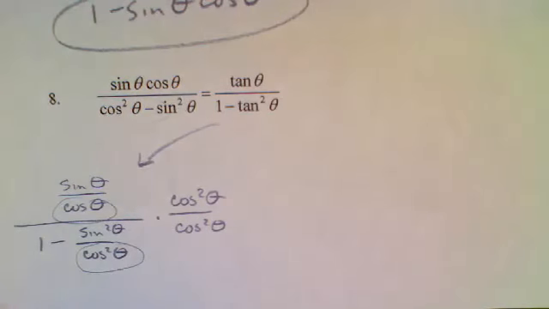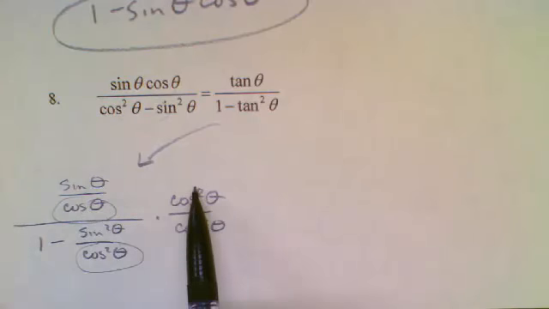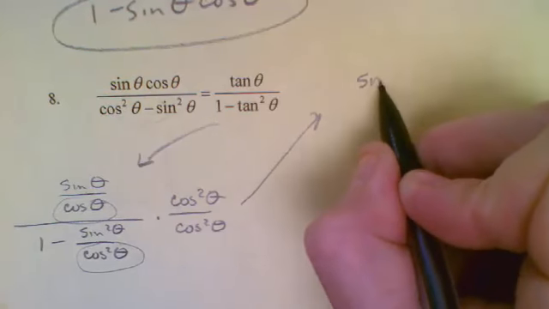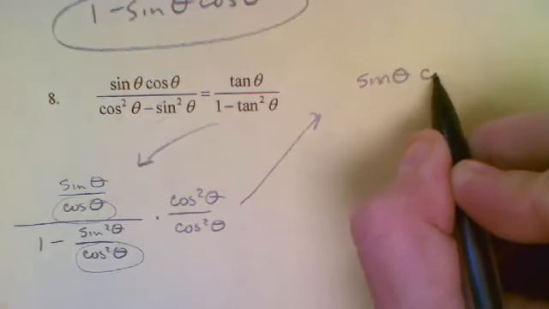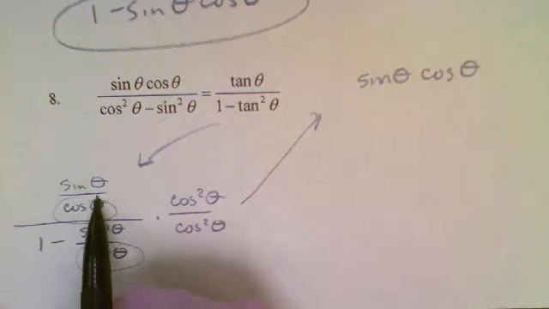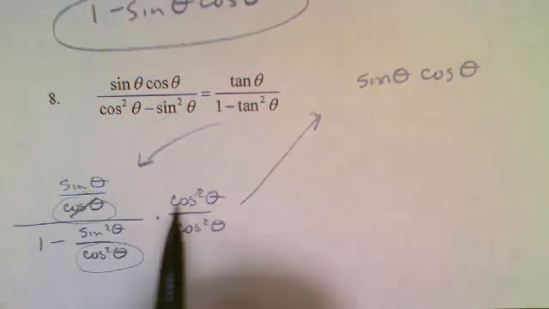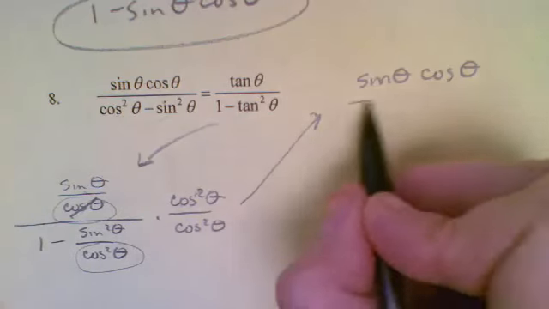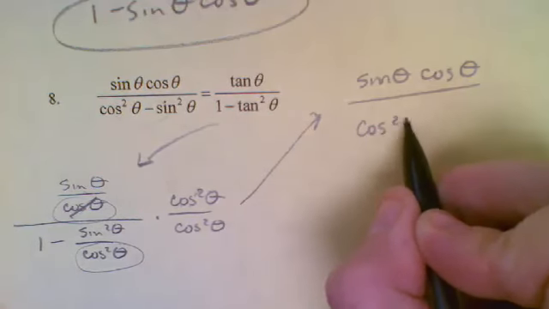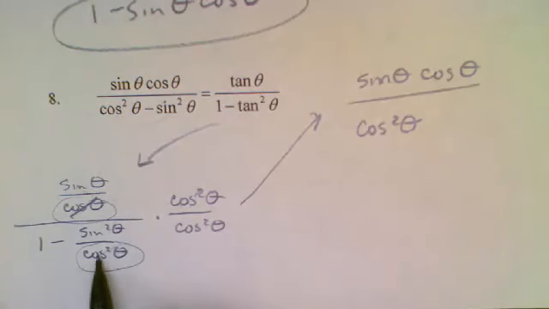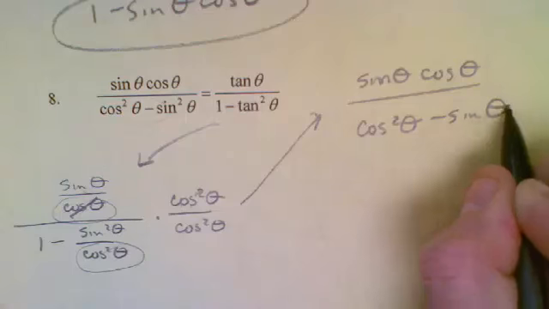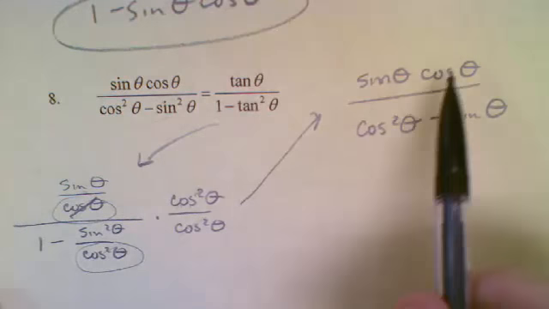Just multiplying by 1. So in the first fraction, one of the cosines will cancel out. So I'm going to be left with sine theta times cosine theta. Only one of those cosines will cancel out, so I have to take sine times cosine. In the denominator, 1 times cosine squared. And then here the cosine squareds drop out. And that is what I was trying to get to.